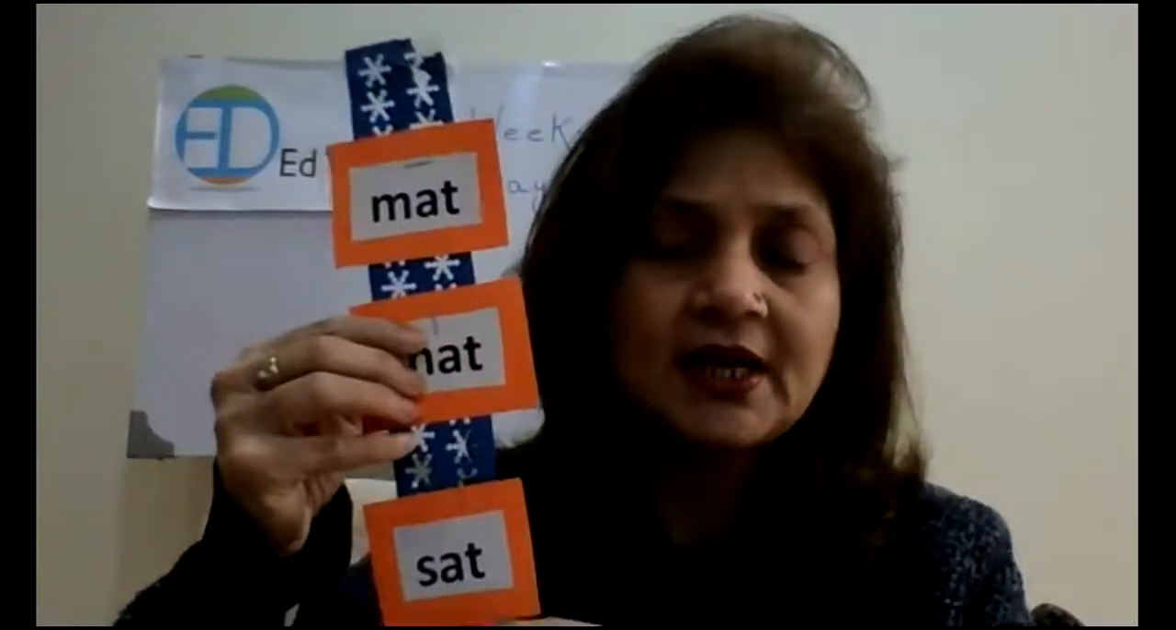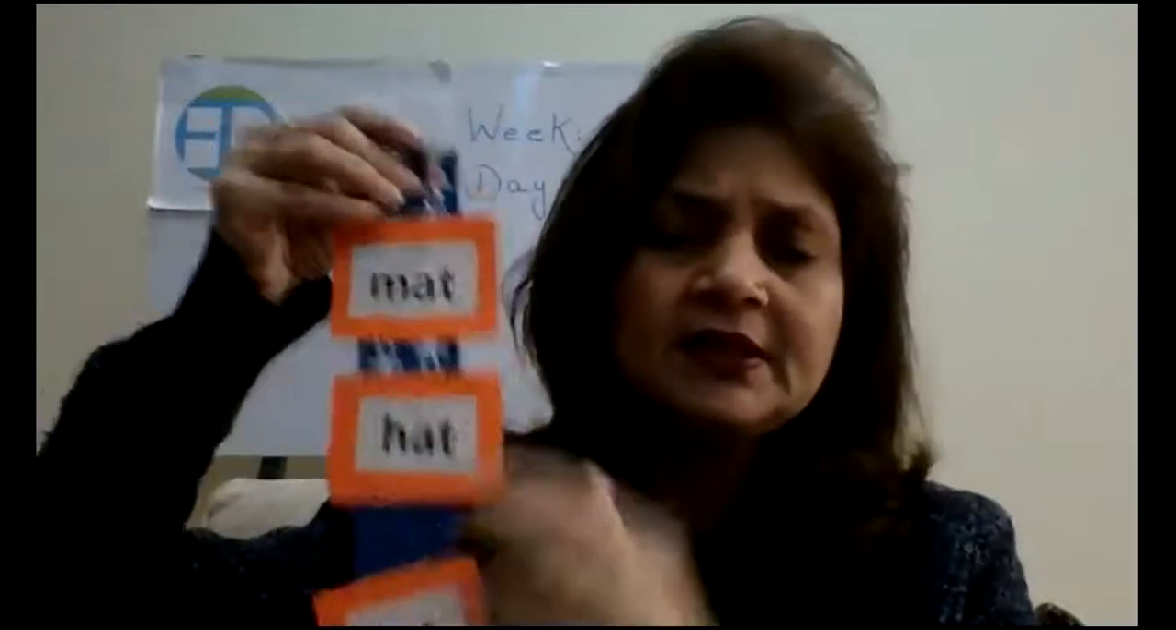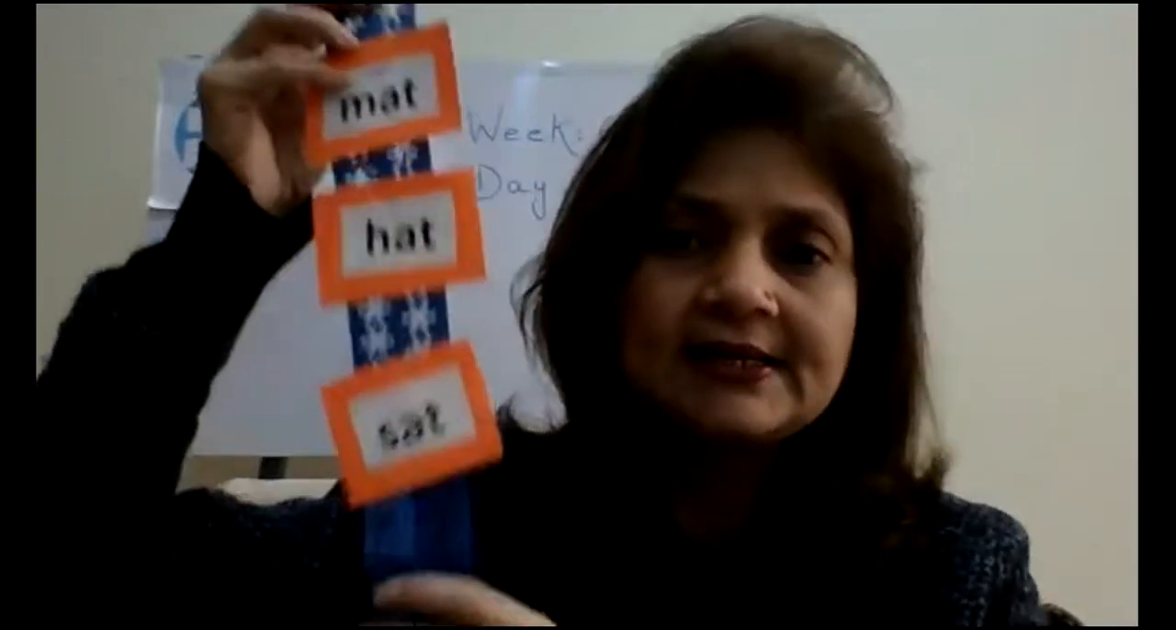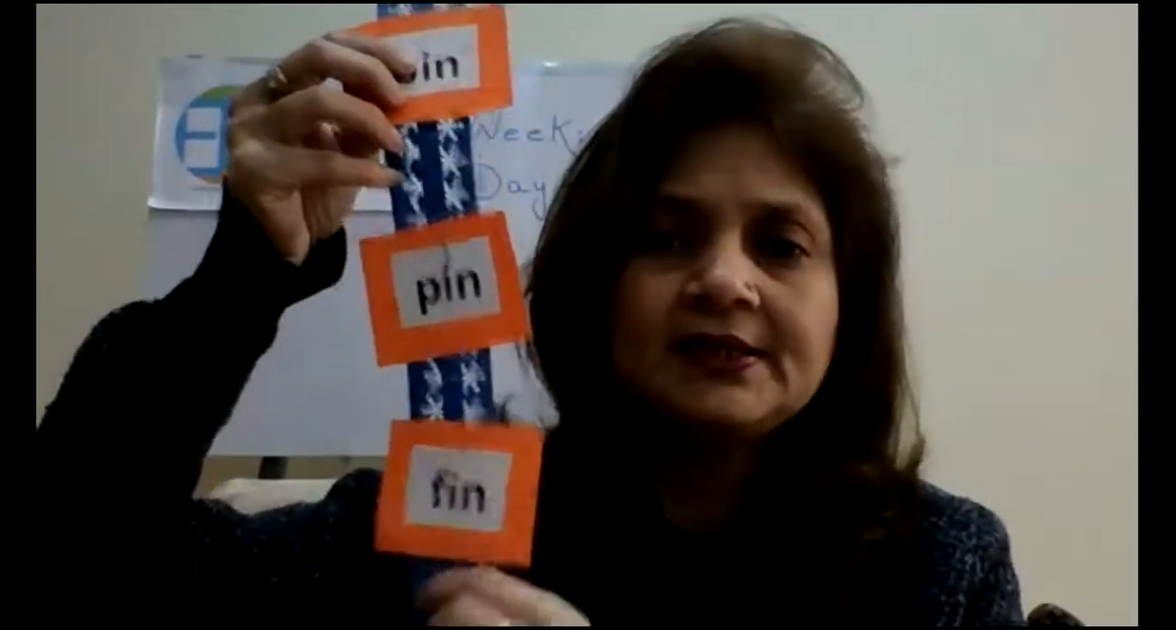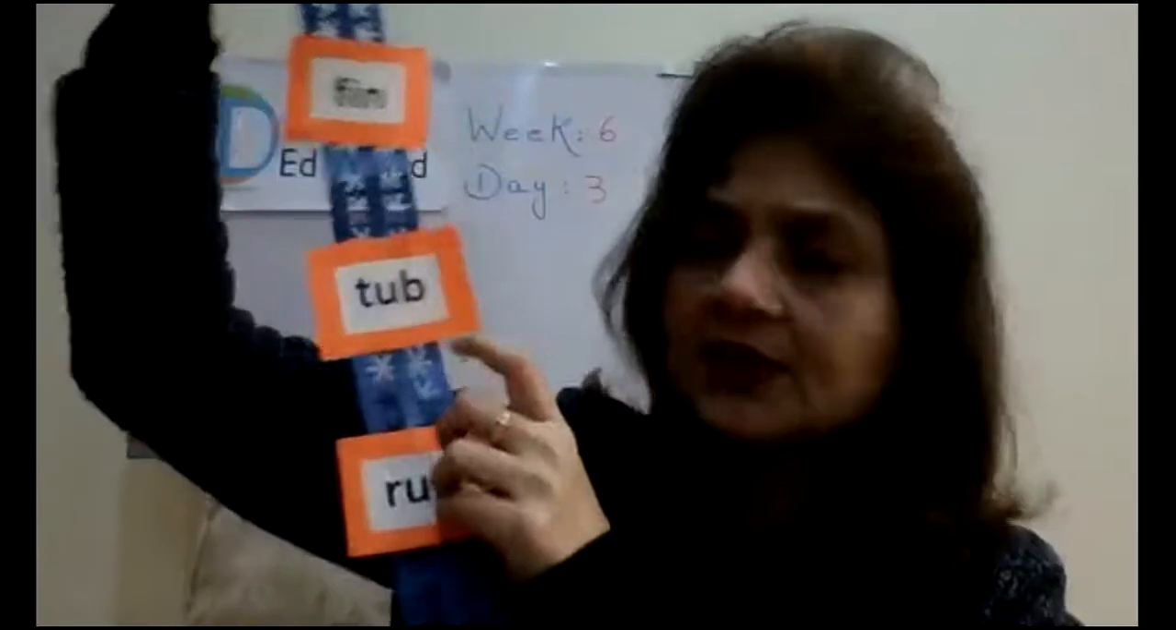Now I'm going to show you my resources about the rhyming words, and you are going to see the different rhyming words, how they rhyme with one another. These are very, very simple words. Mat, hat, sat. Then you have men, pen, ten. Then another set is bin, pin, tin, and then tub, rub, and cup. You can see how they have the same sound and the same pattern also, right?